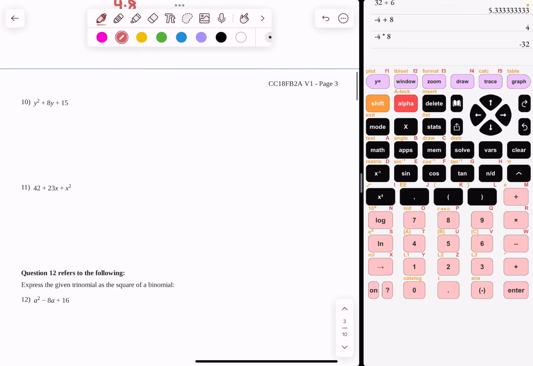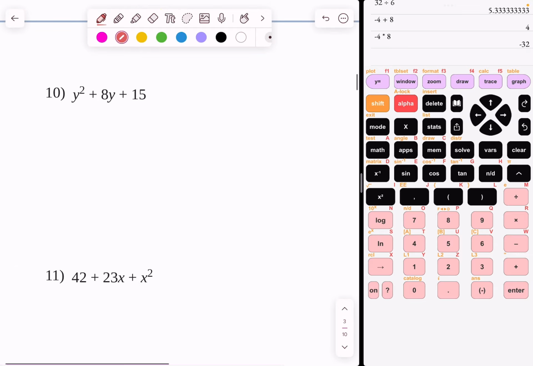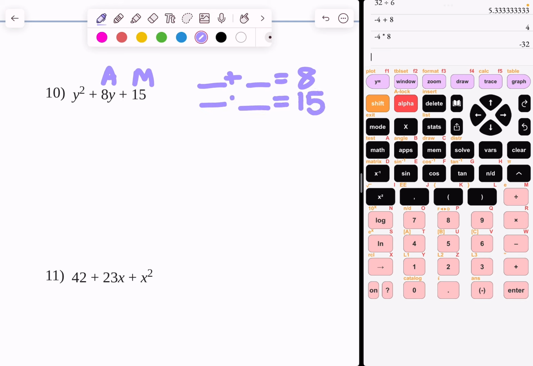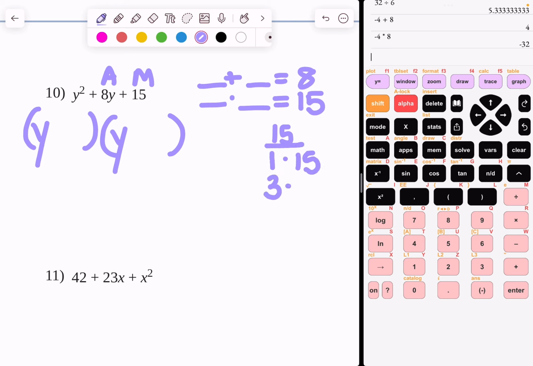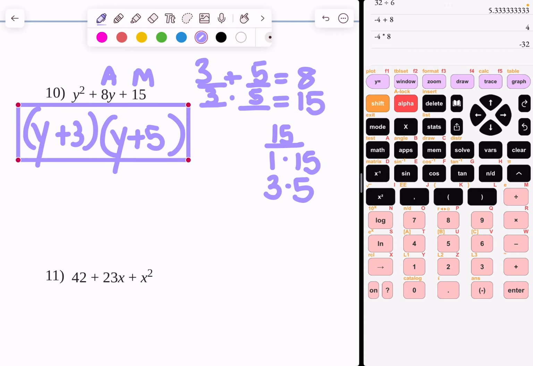Alrighty. Let's do some more practice with this. Number 10 is already in standard form. There's no negative we need to take out. There's nothing that's common, so we just go straight for adding to 8 and multiplying to 15. To separate the y squared, we've got y and y. And now, what numbers multiply to 15? 1 and 15, or 3 and 5? And luckily, 3 plus 5 does get us 8. That one was nice and simple.